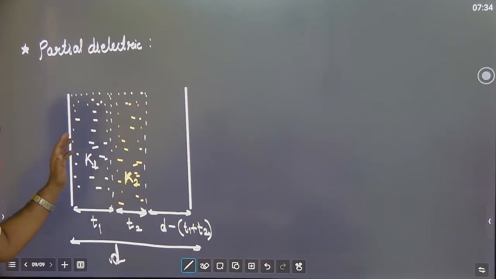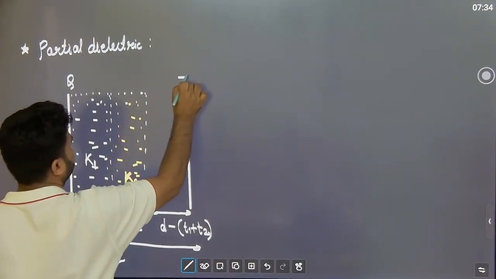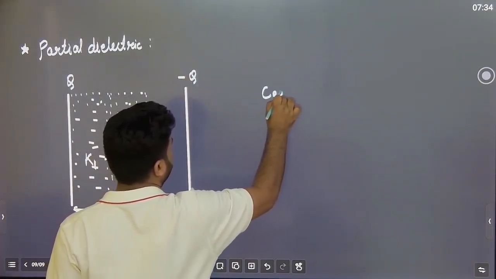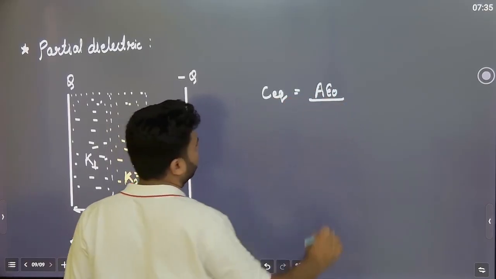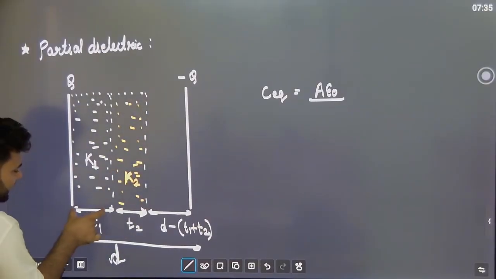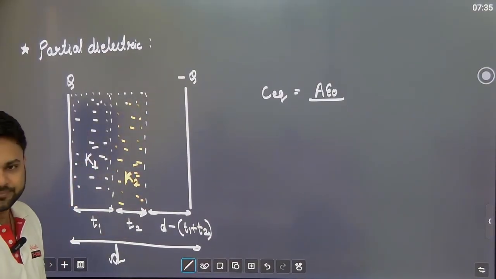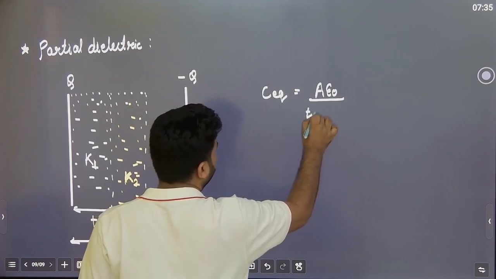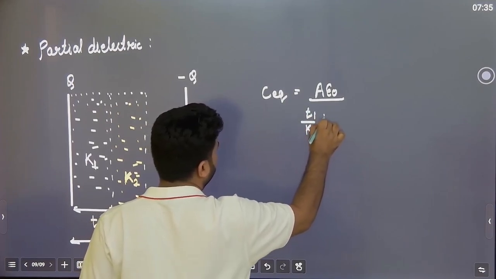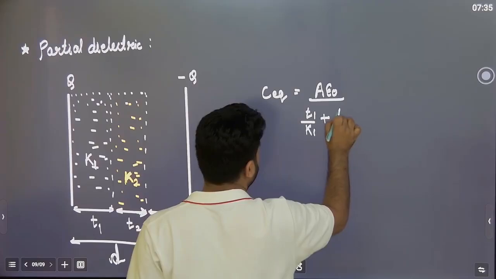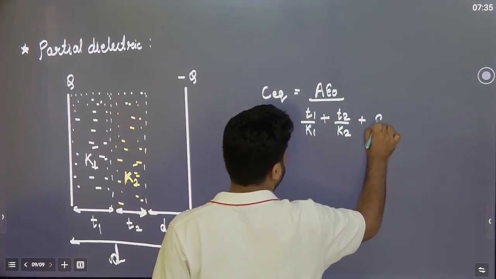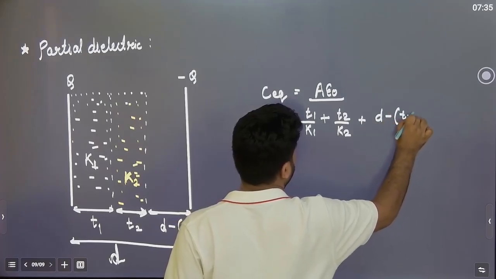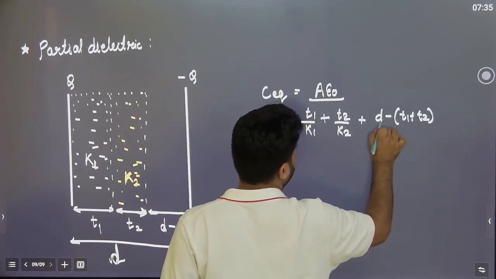Now, how to write the C equivalent of this system? See here. This is plus Q charge, this is minus Q charge. C equivalent is given by a direct formula I am writing. A epsilon naught divided by, what you have to do? You have to write the thickness divided by dielectric constant. So thickness is T1 divided by dielectric constant K1 plus again thickness is T2 divided by dielectric constant K2 plus again thickness is D minus T1 plus T2 divided by its dielectric constant.